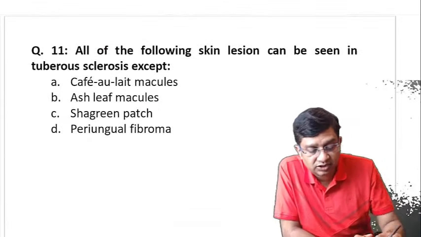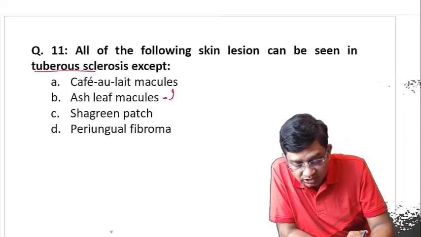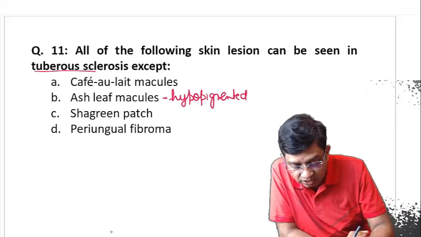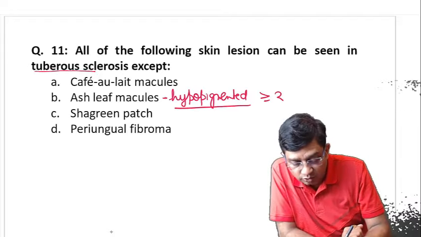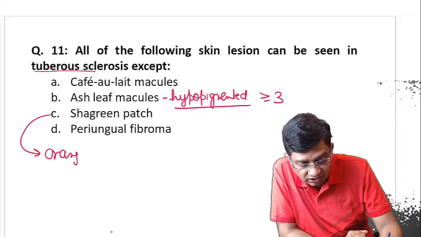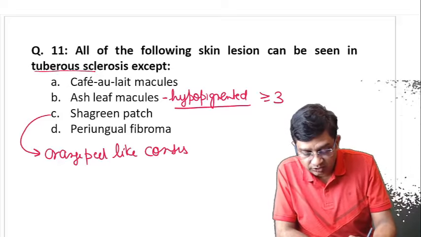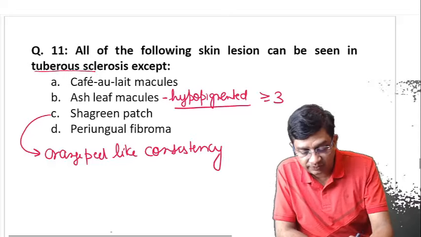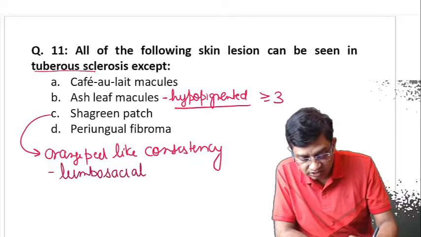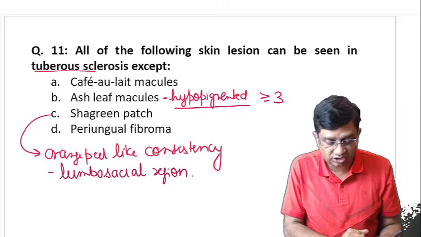All of the following skin lesions can be seen in tuberous sclerosis except ash leaf macules. This is the hypopigmented patches which are seen in tuberous sclerosis, and they should be 3 or more than 3. The shagreen patch, this is something we say is the orange peel like consistency, just like the orange peel. So this is the orange peel like consistency, and they are most commonly seen in the lumbosacral region.